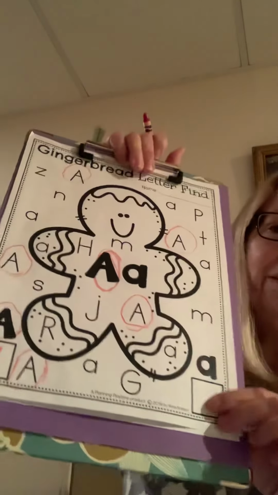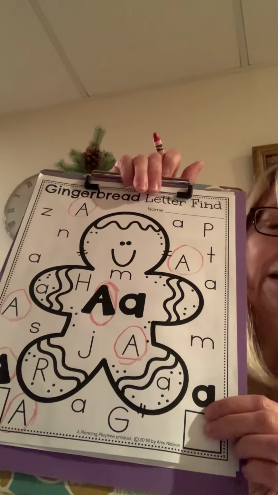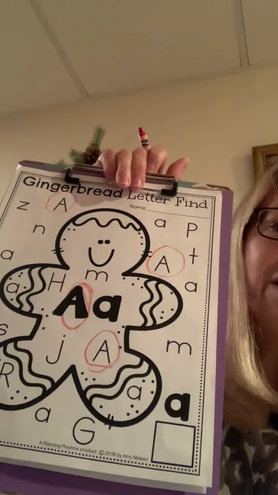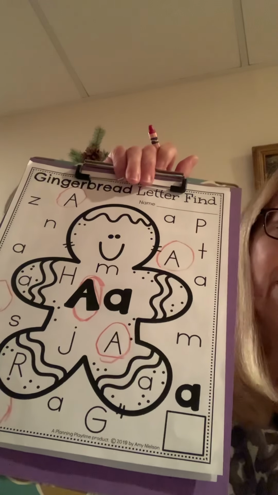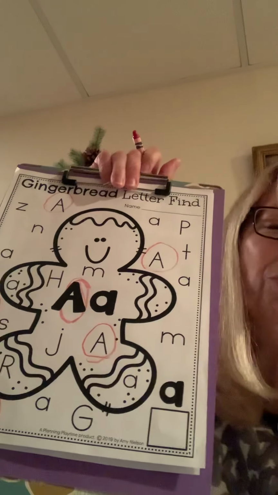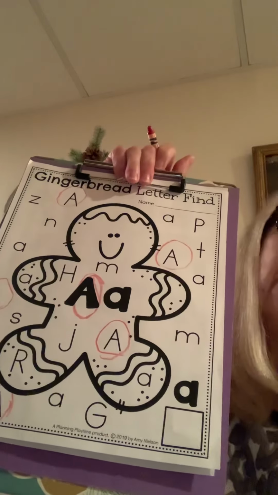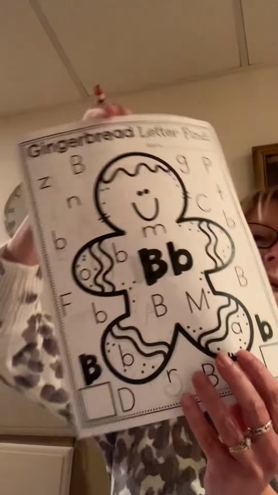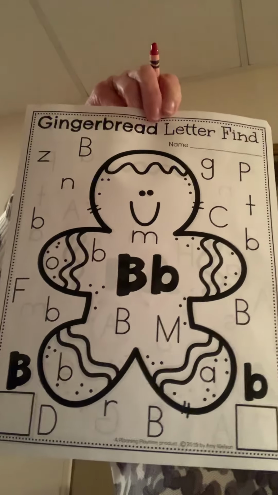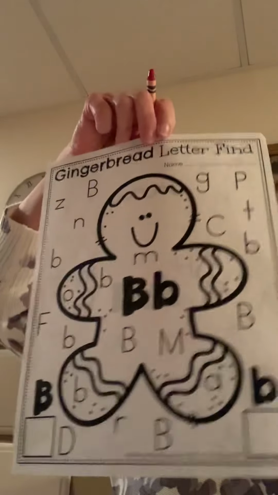Now you'll do the same thing with the small letter A, but you might want to pick a different color to circle them with so you don't get mixed up. Maybe green or maybe purple or blue. And then on the other side, remember, you'll be working with the big letter B and the little letter B, and you'll be doing the same thing. So let's see if you can find all those A's and all those B's for your homework assignment.